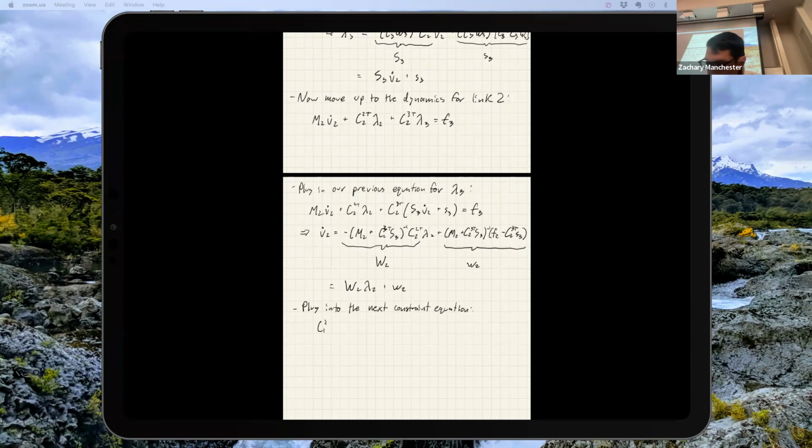So this one is now for the constraint that couples link 2 to link 1. And we're going to play the same game, plug that in, so we eliminate V dot 2. And solve this guy for lambda. Yeah, sorry.